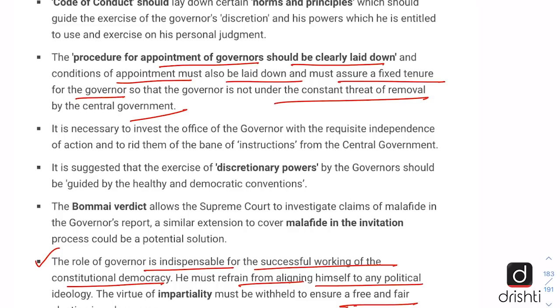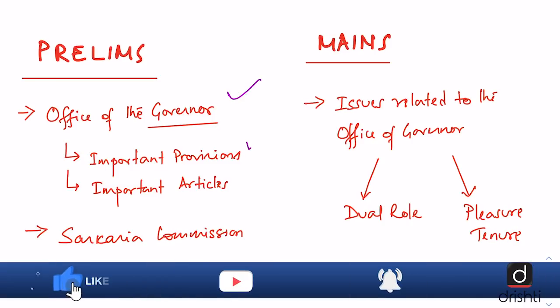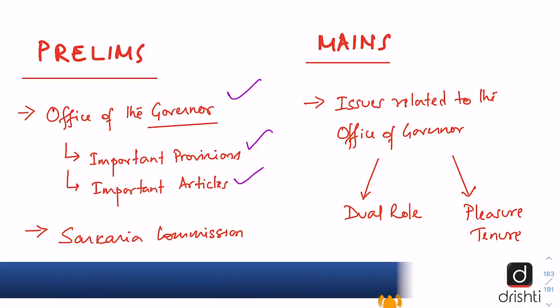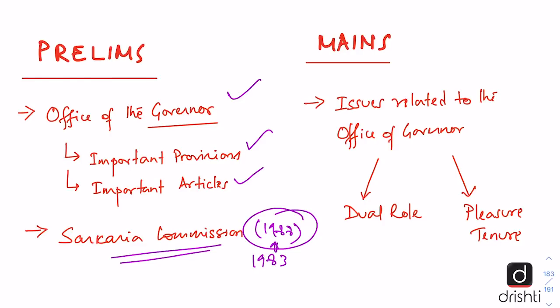Now let us look at what kind of questions can be asked in prelims and mains. In prelims, one can be asked about the office of the governor, what are the important provisions, which are the important articles related to the office of governor. Also, a question can be asked about the important Sarkaria Commission of 1988. It was appointed in 1983, but it gave its report in 1988. It has also suggested some measures for what kind of person should be appointed as governor, and that is very important from the exam point of view.